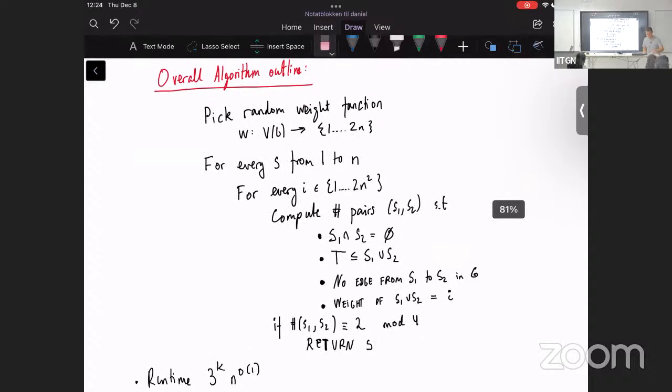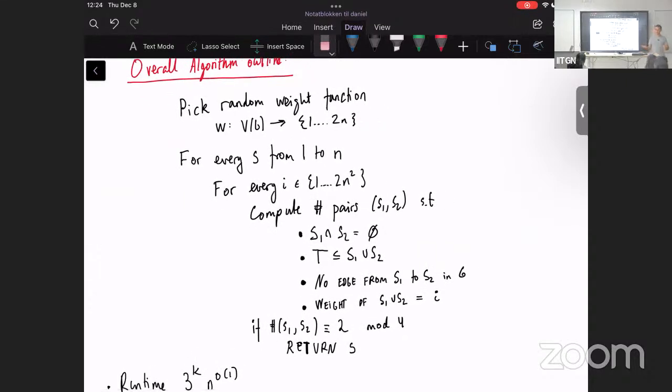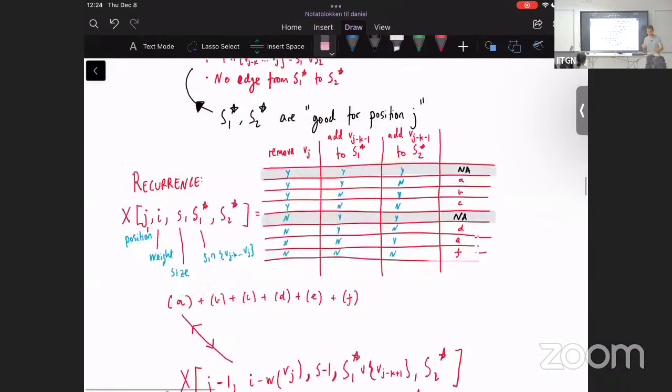Here is the algorithm. Pick a random weight function from the vertices to 1 through 2n. For every s from 1 to 2n, so for every size, and for every weight i, compute the number of pairs s1, s2 such that their intersection is empty, they contain the terminals, there is no edge from s1 to s2, and the weight of s1 union s2 is i. If this is 2 mod 4, then you say there is a spanning tree, the Steiner tree of size s. And if you never find it, then you don't return anything.